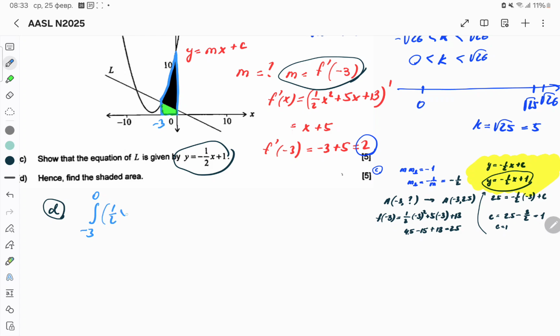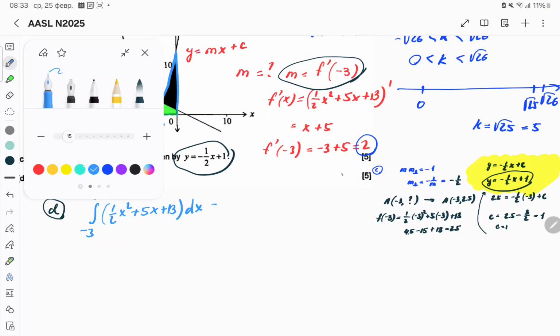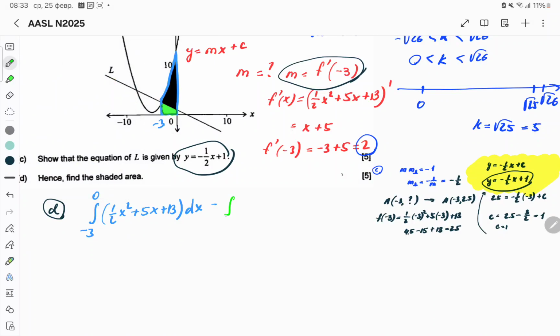It is 1/2x squared. It's a parabola, right? Part of a parabola is used here. Plus 5x plus 13 dx, minus green. Where is my green? Yeah, green. Minus green, so it is the integral from negative 3 to 0 of the equation of the line, negative 1 over 2x plus 1 dx. Okay, that's how we will obtain the black.